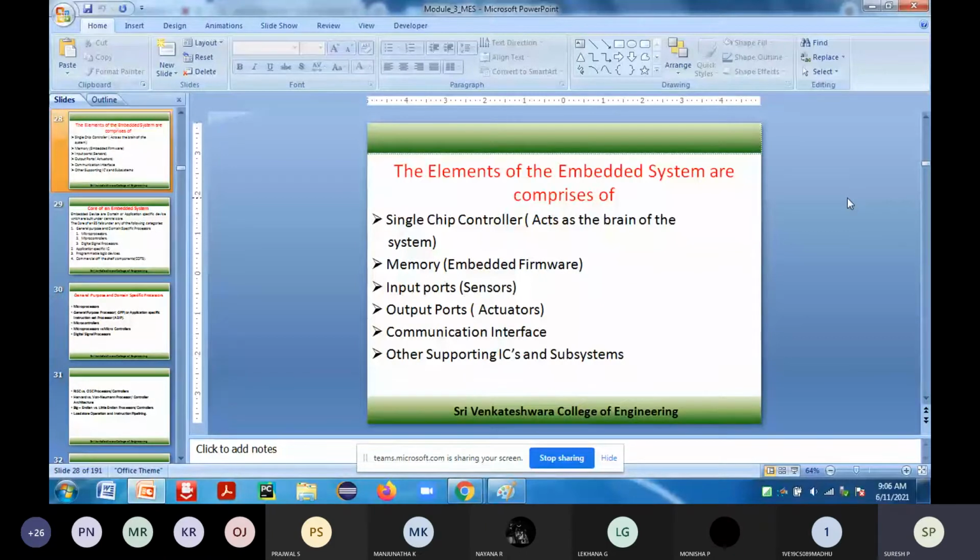Output ports: whatever input you are going to get, the corresponding action has to be taken at the output. For that particular reason, you are using the actuators. The fifth one is the communication interface you should have. Next is other supporting ICs and subsystems.